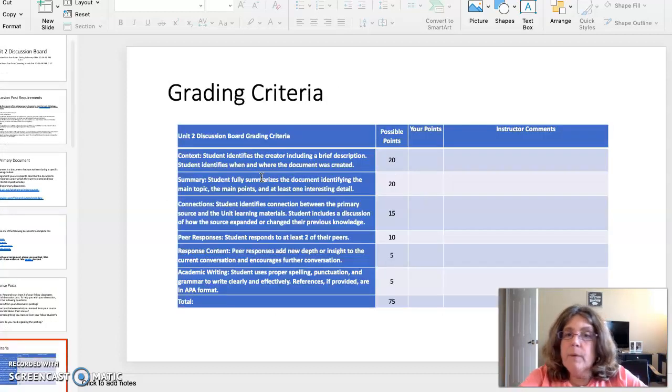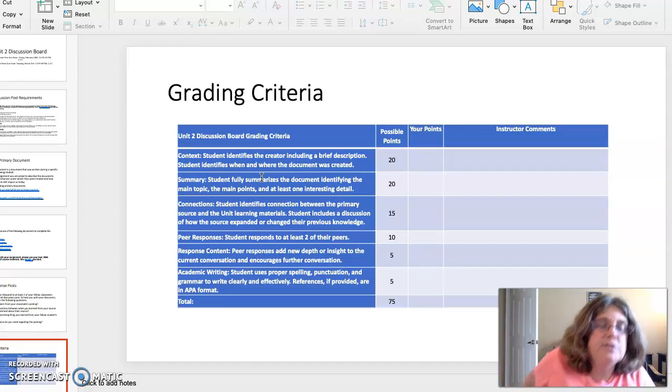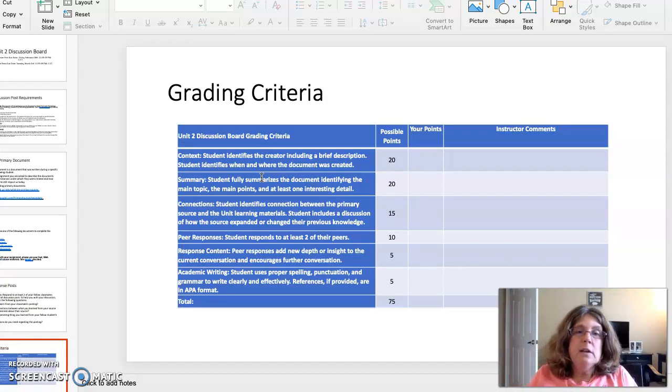Okay, the grading criteria sheet. This is exactly what I will be using to grade your discussion boards. Okay, so use this as a blueprint when you're putting together your Unit 2 discussion board.